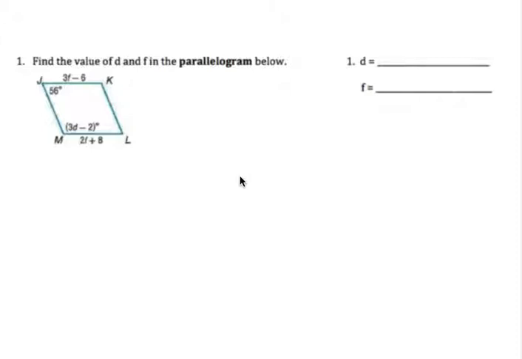Now if you remember back from last trimester, in order for it to be a parallelogram, opposite sides need to be equal to each other. So that means that this side and this side need to be equal. Okay, so I'm going to set those two equal to each other. So 3f minus 6 needs to equal 2f plus 8.